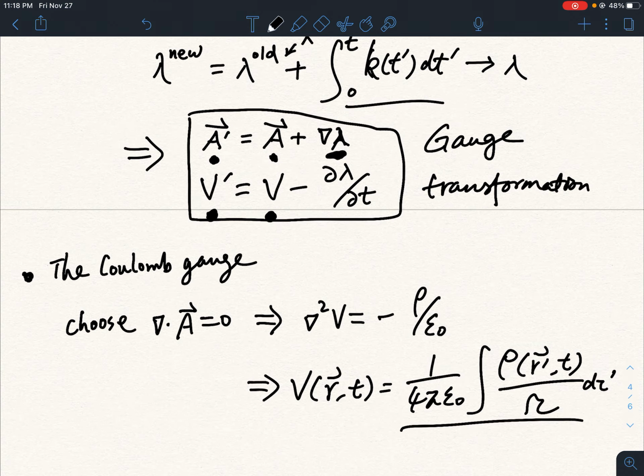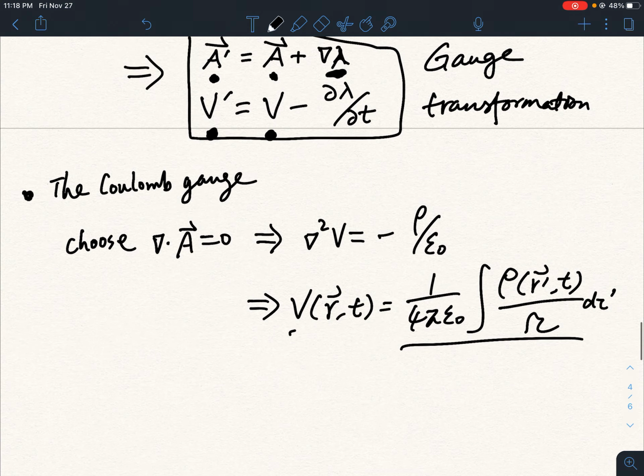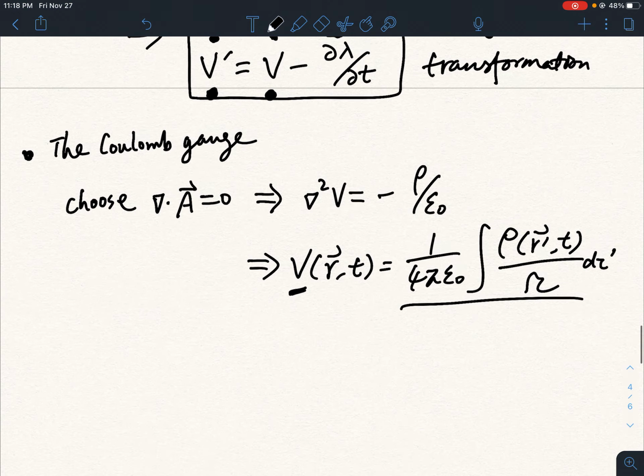Then d top prime. Okay, so this is really just Coulomb's law for this potential calculation. So this one is fine. It's very easy to figure out the V. However, it's difficult to find the A.